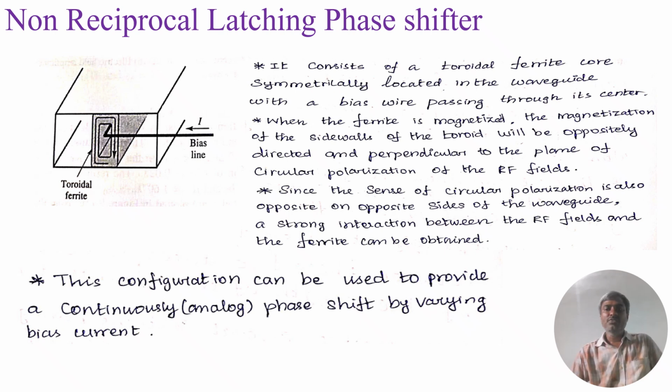The amount of shift in the phase angle is directly proportional to the strength of the magnetic field. That magnetic field strength is actually proportional to the amount of current which is applied to the bias line. This configuration can be used to provide a continuous amount of phase shift by varying the bias current.